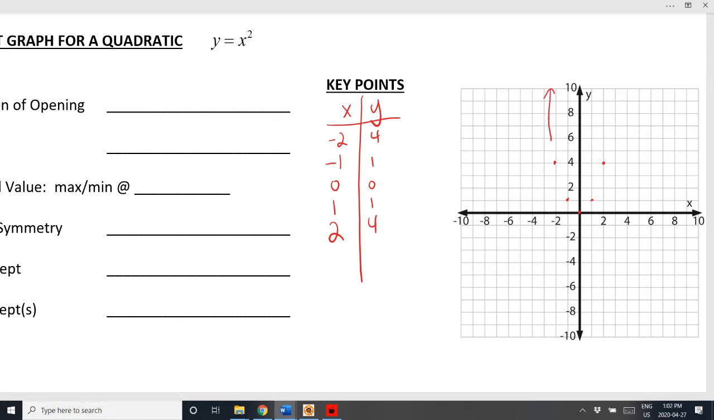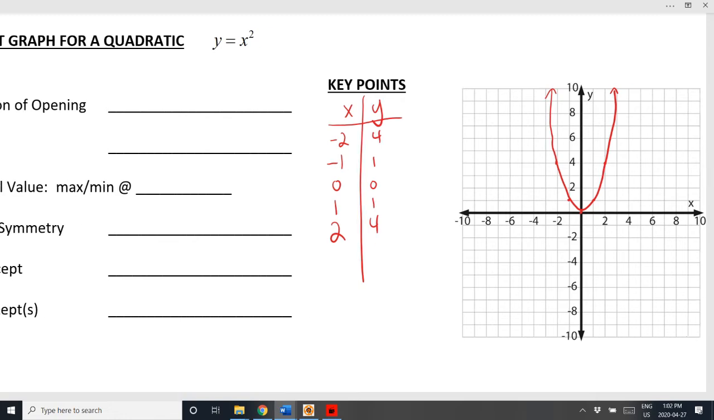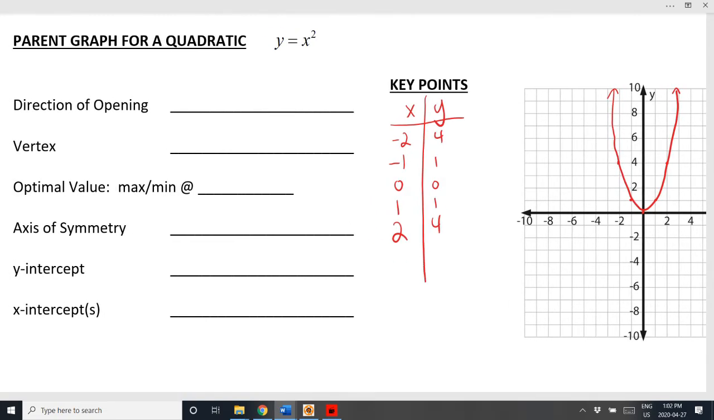Now, let's fill in our parabola. There we are. Now let's look at some of its properties. We know because the a value, which is 1, is positive, it opens upwards. The vertex can be found at the coordinate 0, 0. The optimal value is a minimum, it's the lowest number, 0, when x is equal to 0.